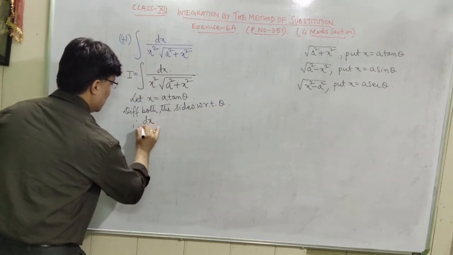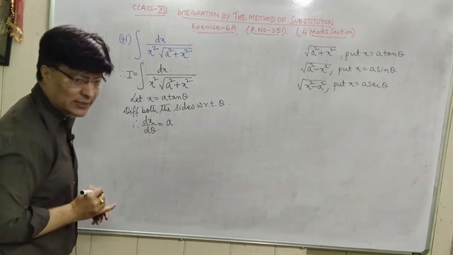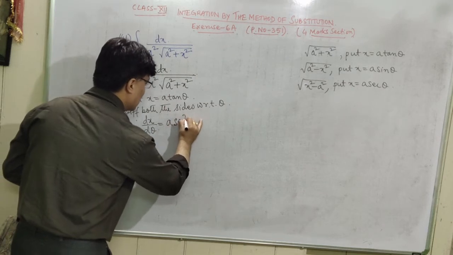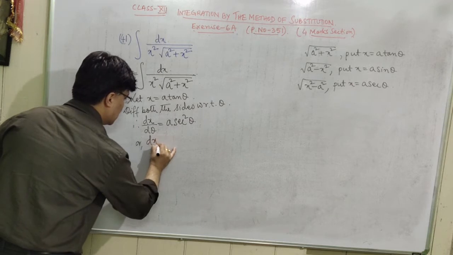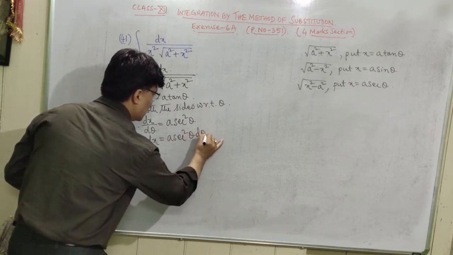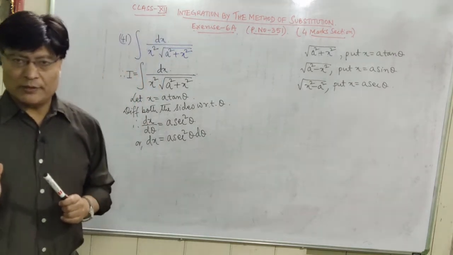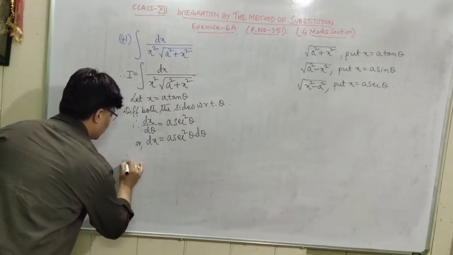So it is dx by d theta is equal to a is constant, it is kept as it is. Now what is the differentiation of tan theta with respect to theta? It is sec square theta. Now cross multiply. So it is dx is equal to a sec square theta d theta. So this is the value for dx. I think you have understood it. Okay. So now let us put it in I.